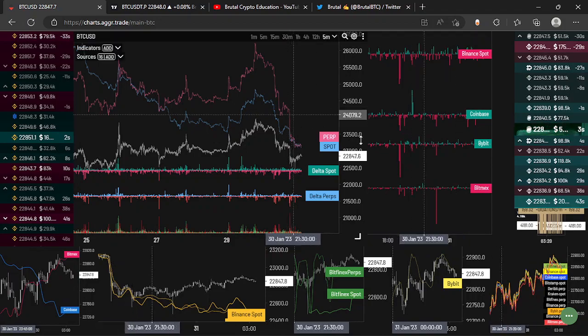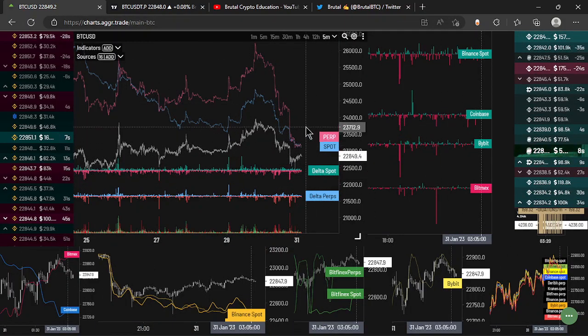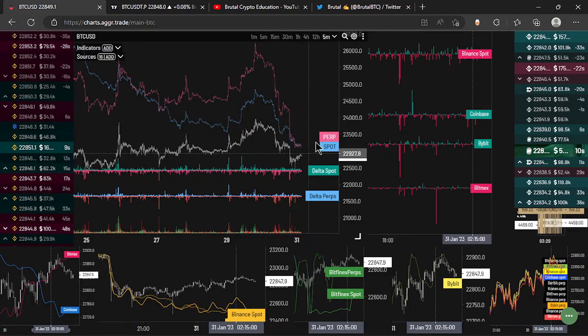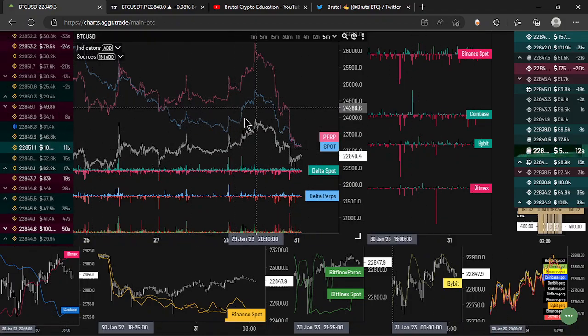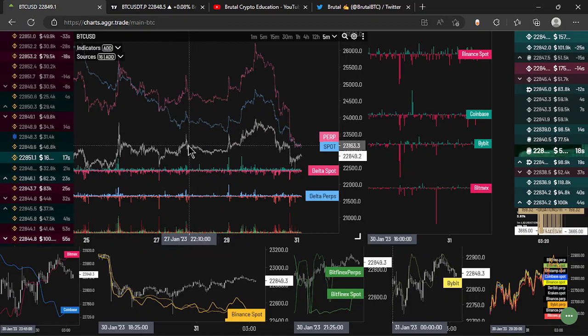So basically in today's video we're going to learn this AGGR trade, how to spot the bottoms or the tops on BTC through the tape or through the spot or perpetual buyings. First of all, have a look at this chart, what's actually happening over here.